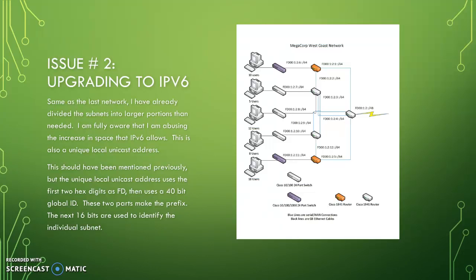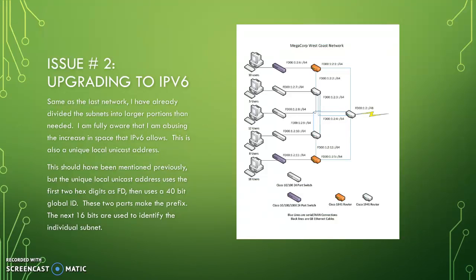Just like with the last network, I've already divided the subnets into larger portions of the network than needed. And in both cases, you'll notice that the subnets that I provided are massive. This allows for much larger than 25% as originally requested. In this case, I am fully abusing the space that IP version 6 allows. It just makes it simpler and you get more room, and because we're using unique local unicast addresses, we don't really have to worry about the overlap.